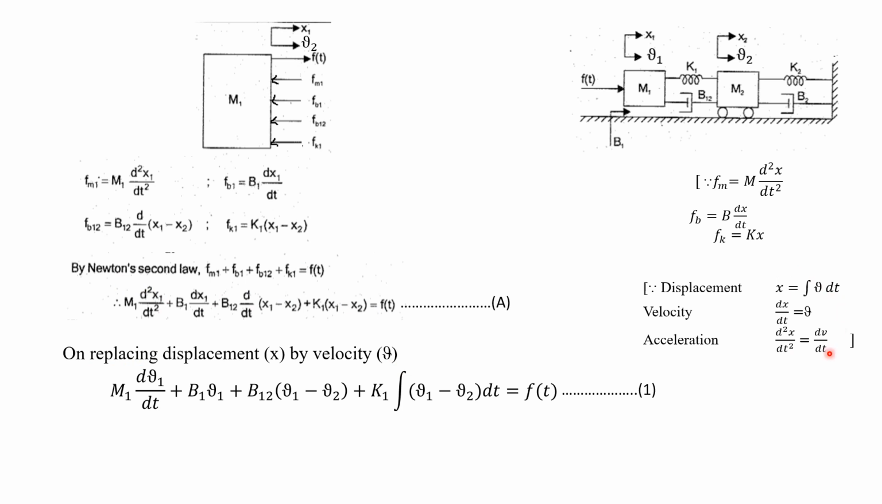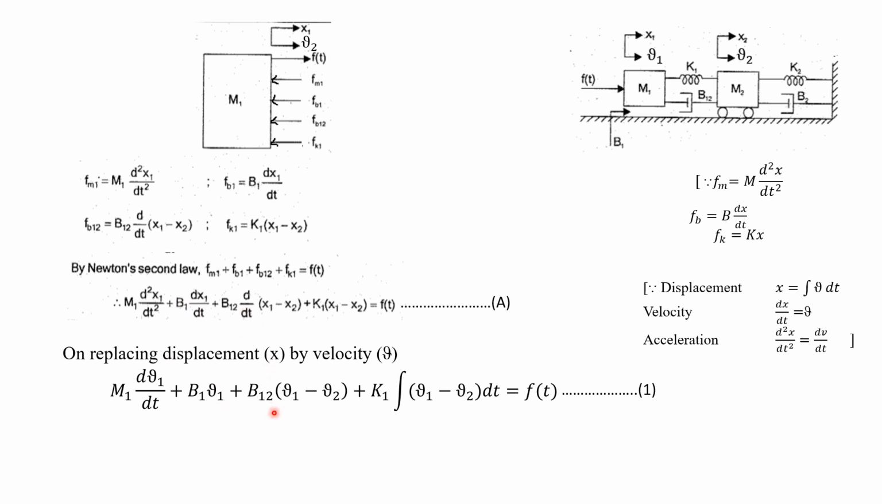This formula we know: dx by dt equal to v, x equal to integral of v dt, d square x by dt square equal to dv by dt. These three formulas we know. Using these three, we can easily replace x by v. So here m1 into what is d square x1 by dt square? d square x by dt square is dv by dt, so d square x1 by dt square is dv1 by dt. Then the second term is b1 into what is dx by dt? dx by dt is v. So here it is dx1 by dt, so we can write it as v1.